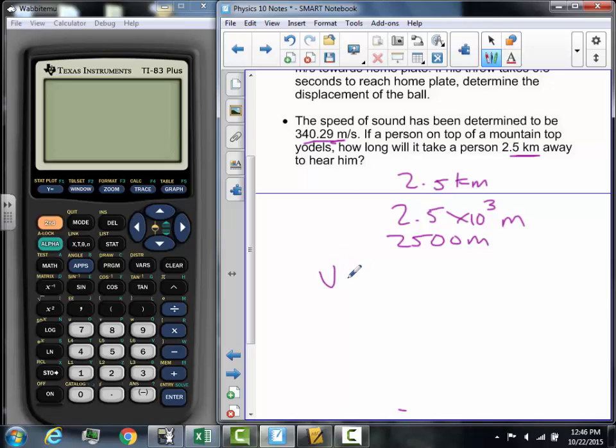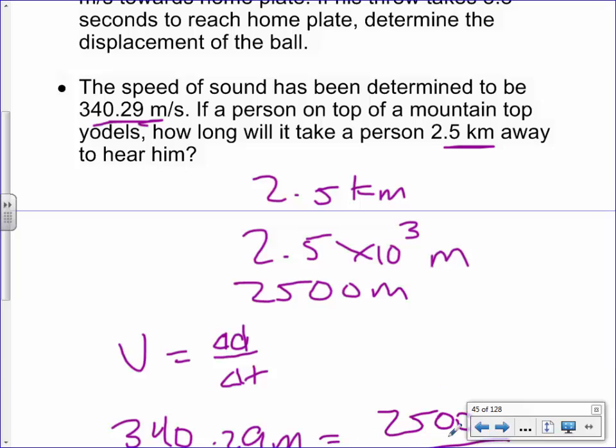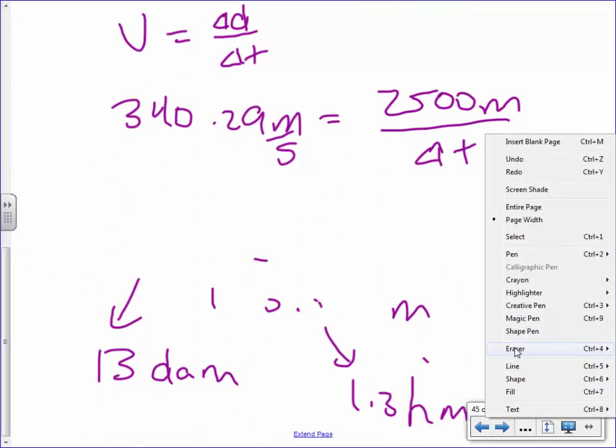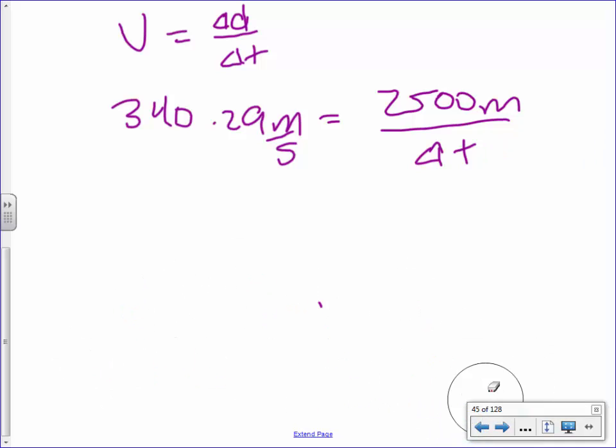So our speed is equal to distance over time. Our speed is 340.29 meters per second. Oops. That's supposed to be an equal sign. And it's going to equal 2,500 meters over time. I'm going to go full screen here. There we go. Does that make sense so far, plugging those two numbers in?